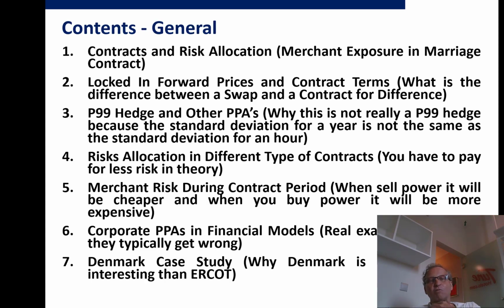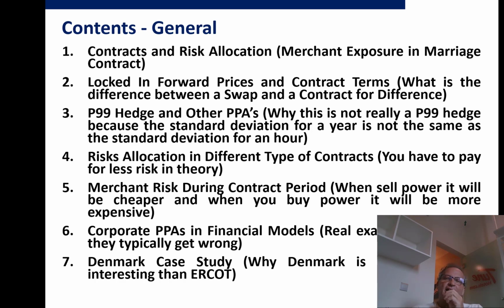And here are some of the big points I want to make. Risk allocation: a big contract is a marriage contract. It can really stink. And they don't allow merchant exposure in a marriage, I don't think. You're not supposed to, at least, maybe. Okay, in a corporate PPA they allow merchant exposure. You're allowed to go out and get some merchant stuff.